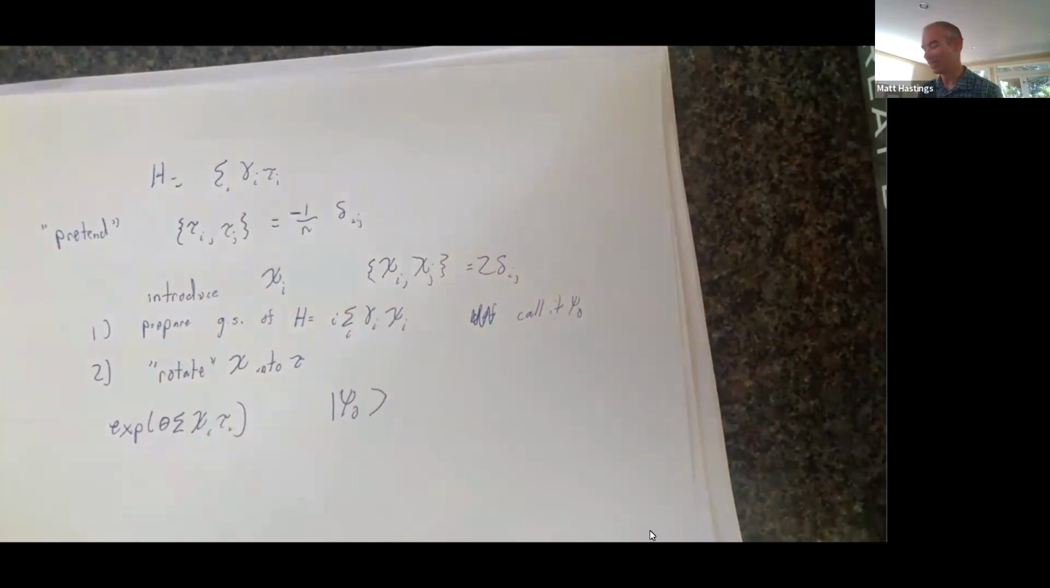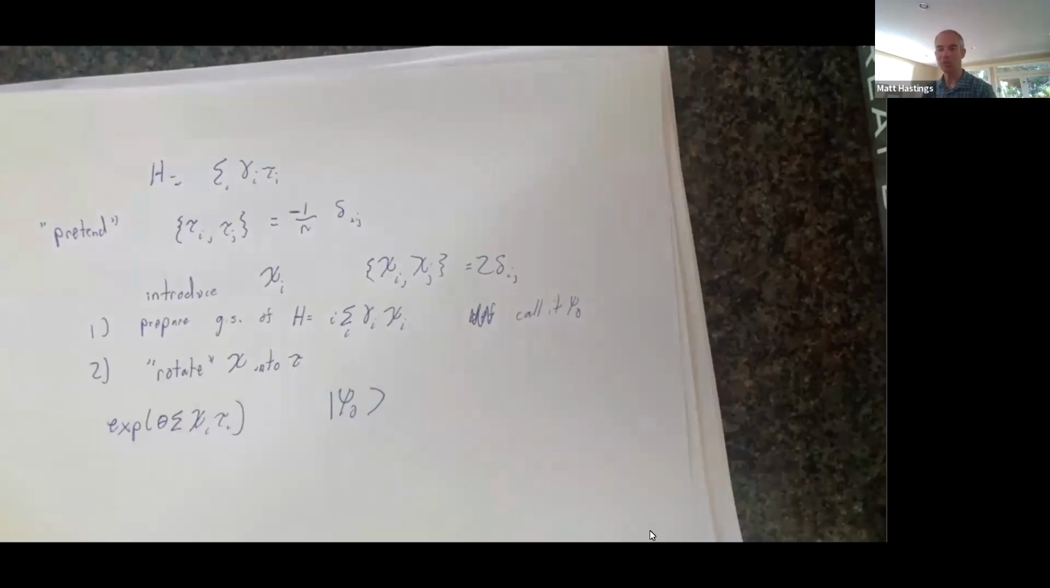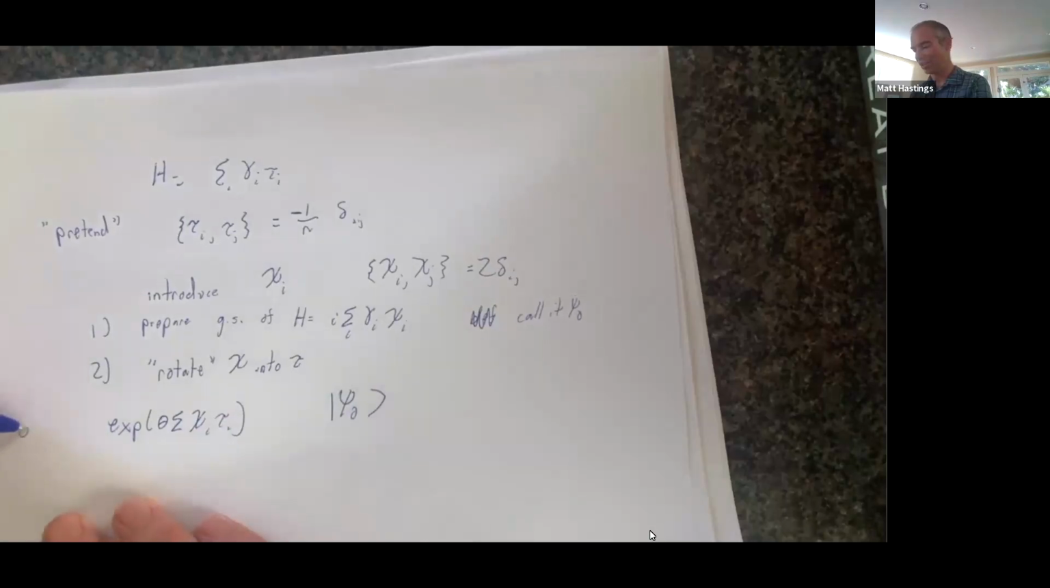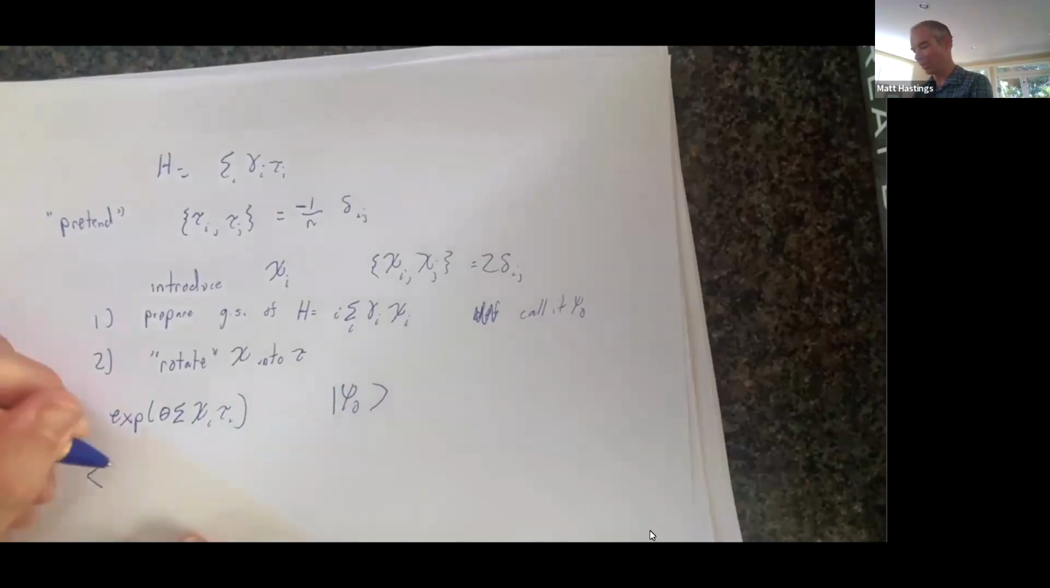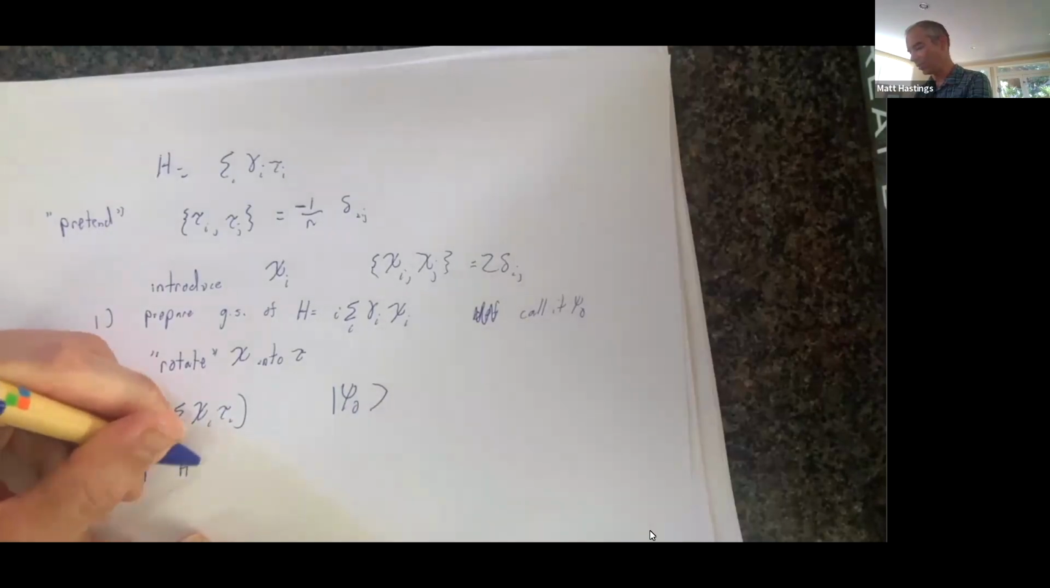Now, tau i don't obey those anti-commutation relations, but let's just take this as a variational state. It has one variational parameter, the choice of theta. And what you can do is compute the expectation value. So let's call this psi of theta. Define psi of theta to be this. You can compute the expectation value of the Hamiltonian in this state psi of theta.